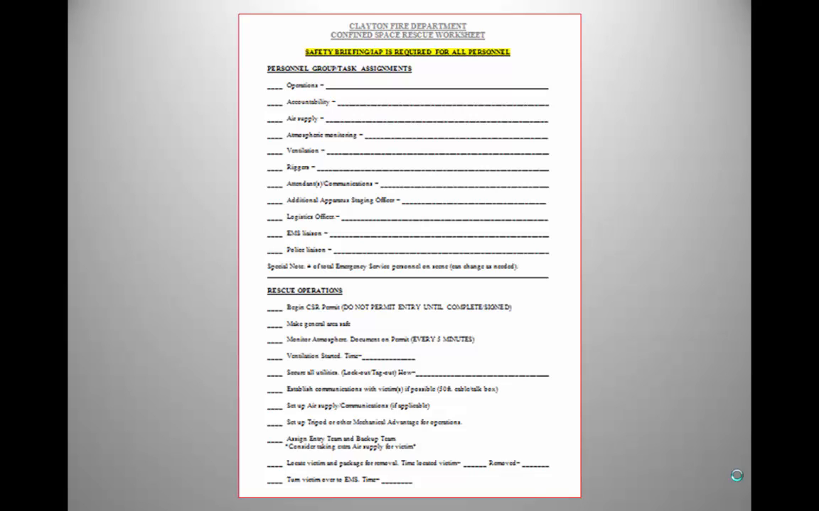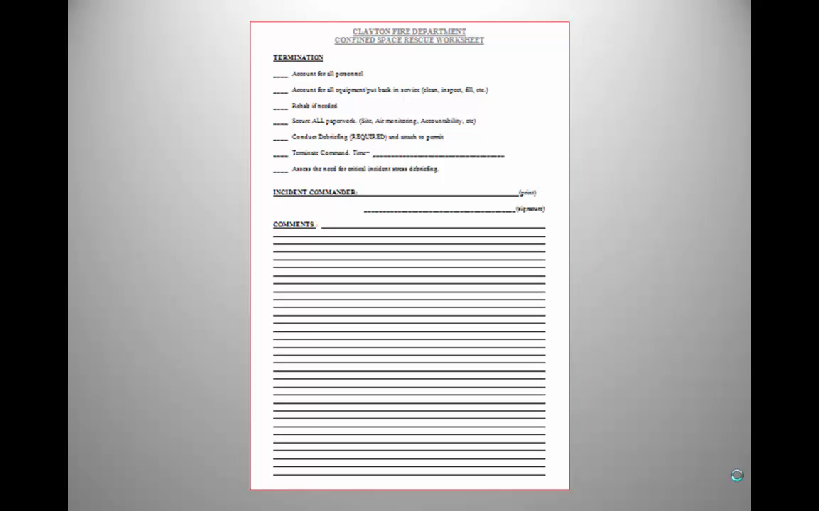Termination phase, again, account for all personnel, secure all paperwork. You can read the checklist there. Again, it doesn't tell you how to do it, just tells you to do it. It's just a good reminder. For somebody that has done confined space work in the past, all these things should be pretty familiar, but again, this is just one of those checks and balances that we can do to make sure we don't miss anything or just to verify certain things.